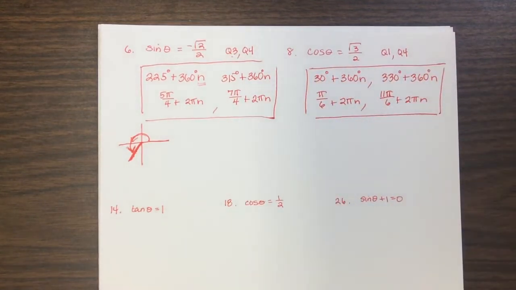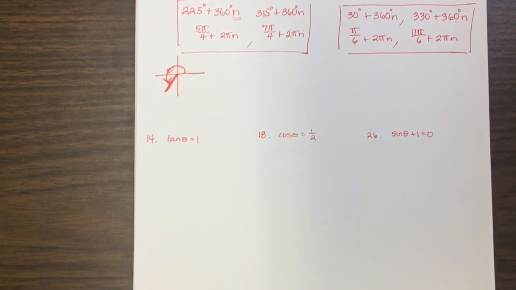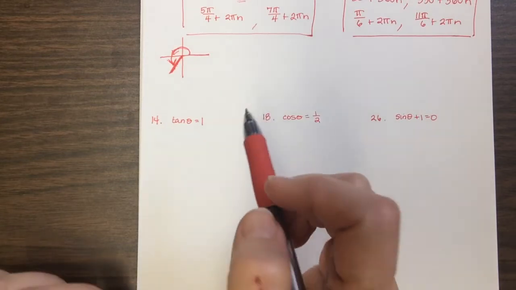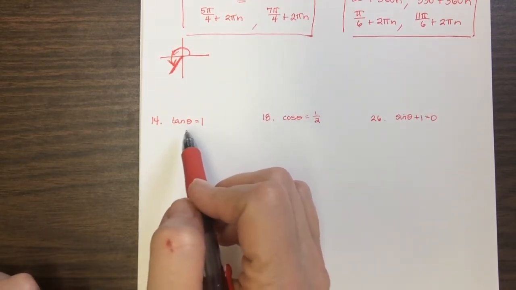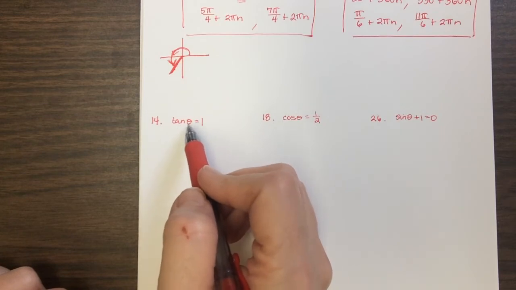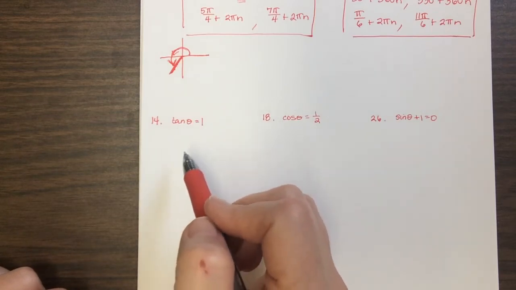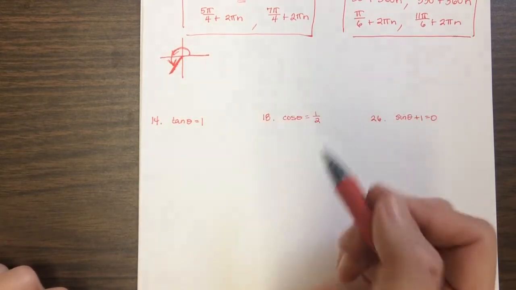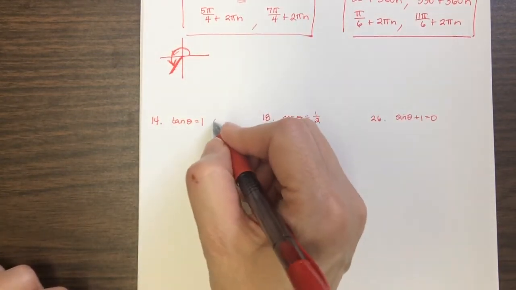Alright, so let's just keep going here. I've got the tangent of theta equals 1. So you might be saying, why is she doing all these problems? Well, tangent's a little bit different. I know that the tangent of 45 degrees equals 1. Alright, so let's just think about that. Actually, let's do it the same way we did those other ones.